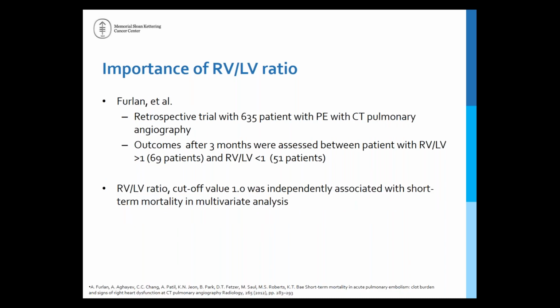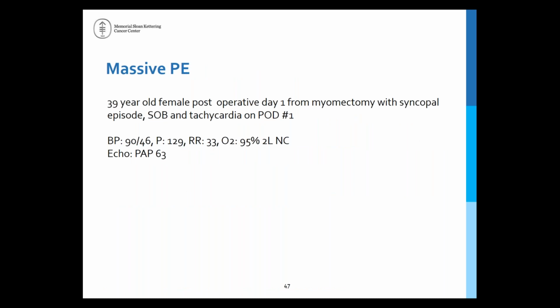There was another retrospective trial. This was much larger. And they used, again, the RV-LV ratio cutoff of 1. They saw, and there's an error in this slide, that an RV-LV ratio of 1 was independently associated with short-term mortality.